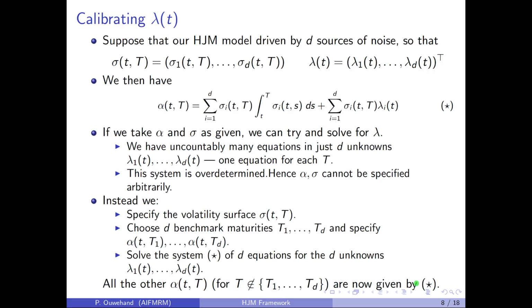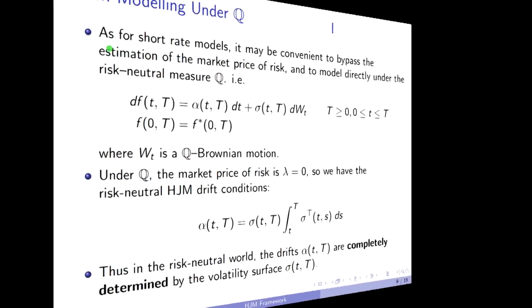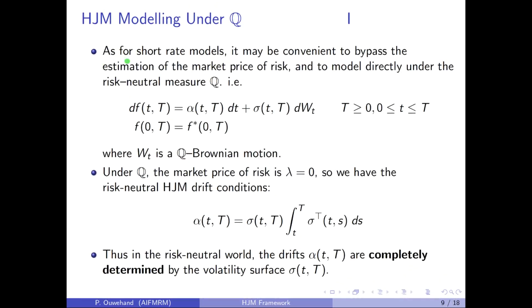This is if we try to model directly under the real-world measure. However, it's often convenient to bypass this and model the instantaneous forward rate dynamics directly under the risk-neutral measure, as we shall do now. I.e., as for short rate models, it may be convenient to bypass the estimation of the market price of risk and to model directly under the risk-neutral measure Q. In that case, we have the following stochastic differential equations, where now W is a Q Brownian motion.